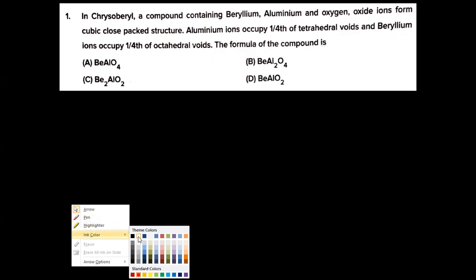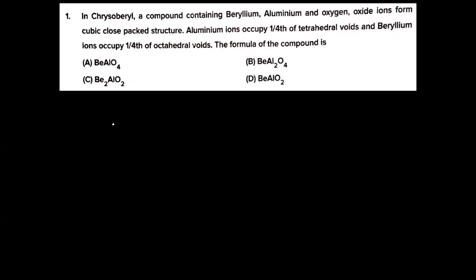Question number 1. In cryolite beryl, a compound containing beryllium, aluminium and oxygen, oxide ions form cubic close packed structure. Aluminium ion occupies 1/4 the tetrahedral voids and beryllium ion occupies 1/4 the octahedral voids. The formula of the compound is, so that we can easily predict.